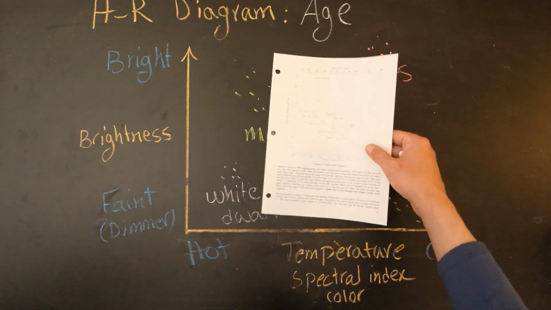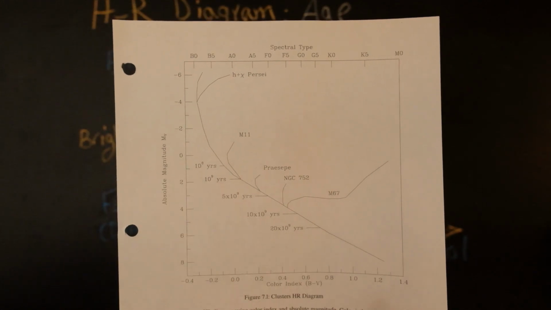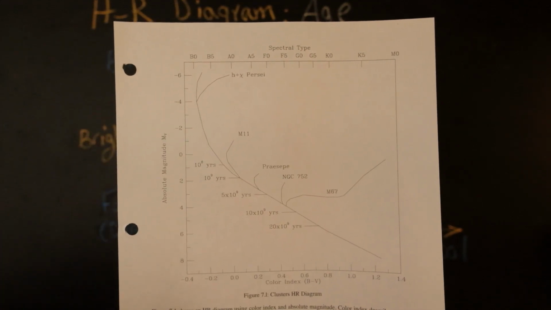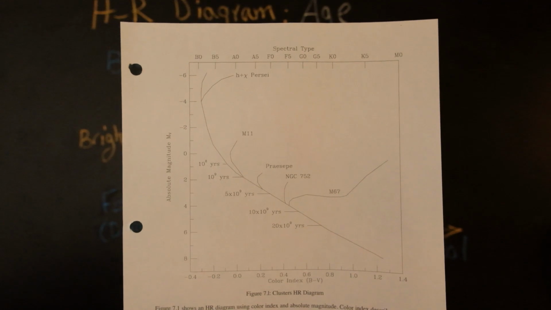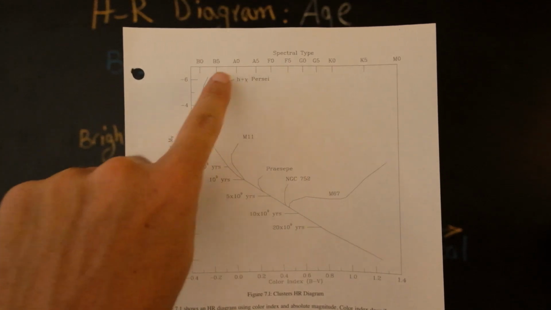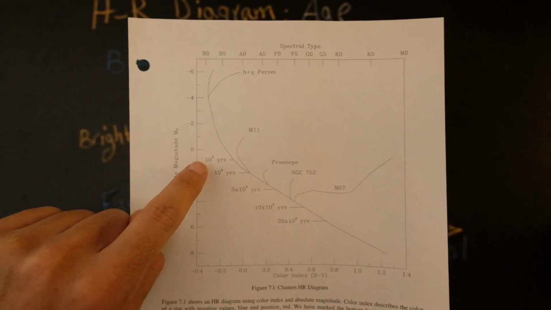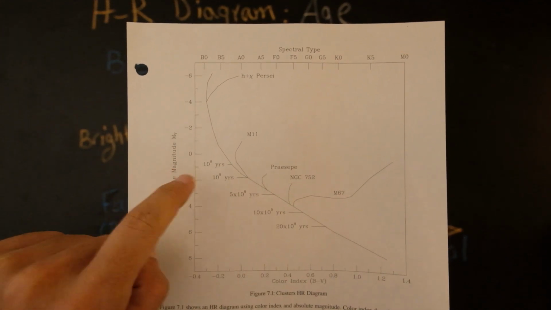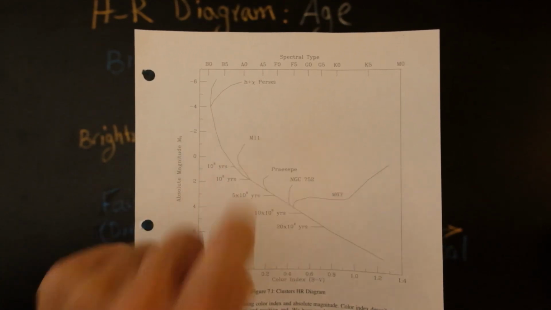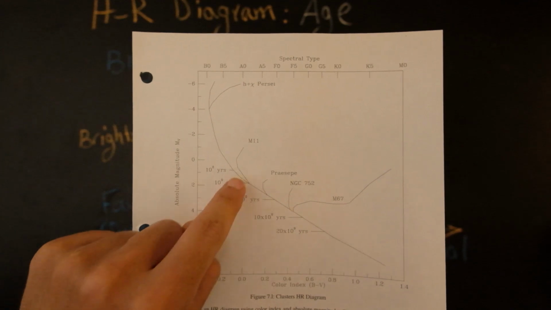This is our reference diagram. In this reference diagram, we have HR, color index, which is temperature, and we have magnitude. But this is not one single cluster. There are multiple clusters. So for example, this is one cluster here. And this cluster is pretty young. You can see this cluster is around 10 to the 8 years, just 100 million years. So this one has a shorter main sequence. You can see M11 is going like this, and it's older. This is 10 to the 9 years, 1 billion years old.